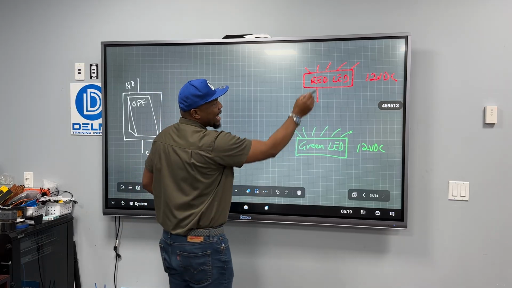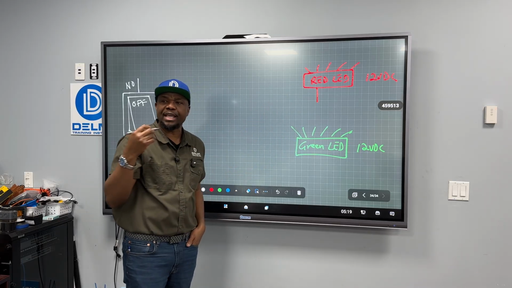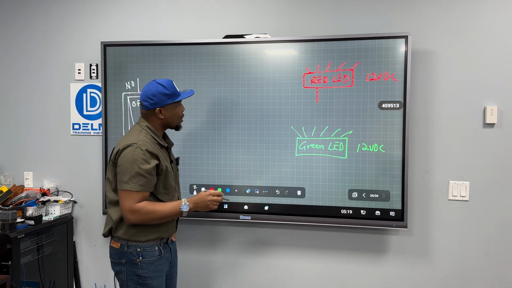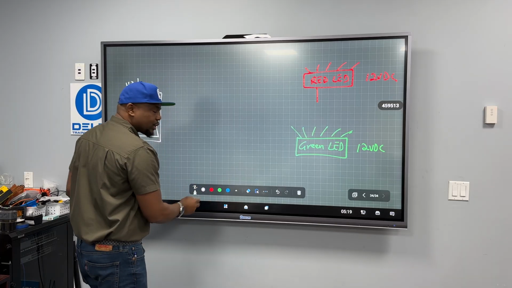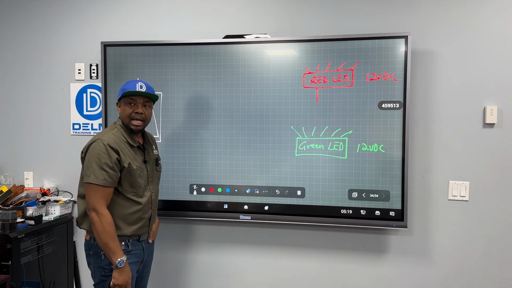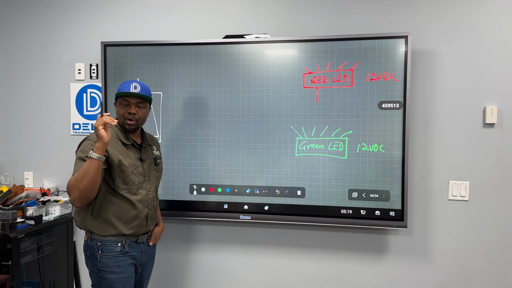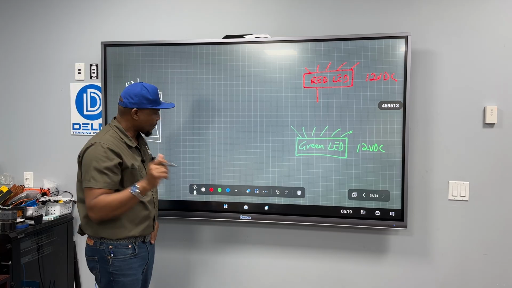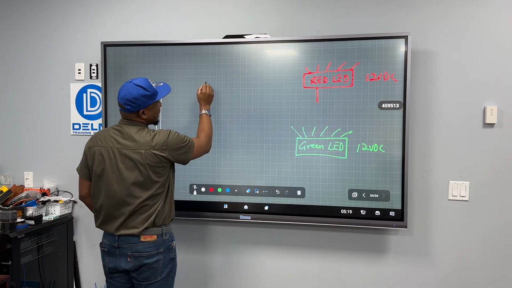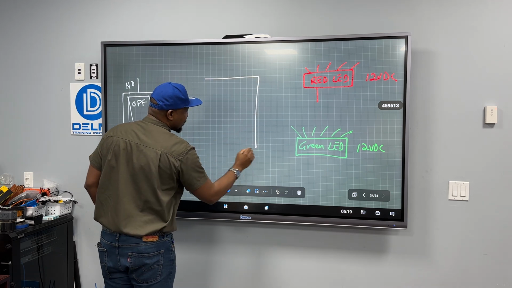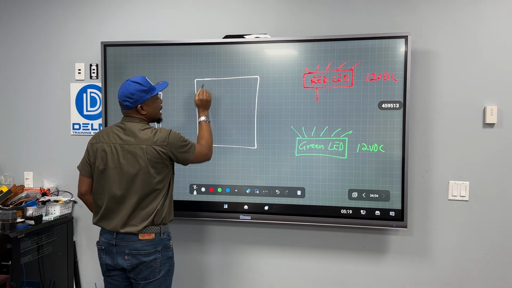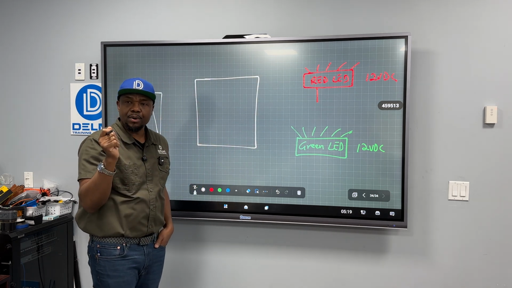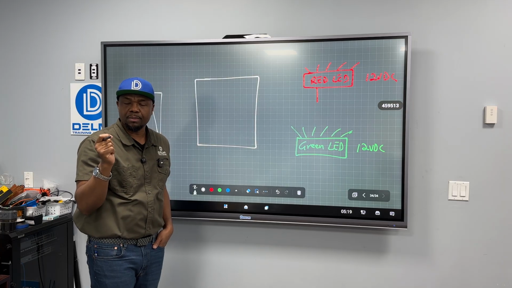Now, because I have two devices that I want to behave separately, what I need to do is introduce a switch or a relay. Okay? And what I'm going to introduce here is a single pole double throw switch.